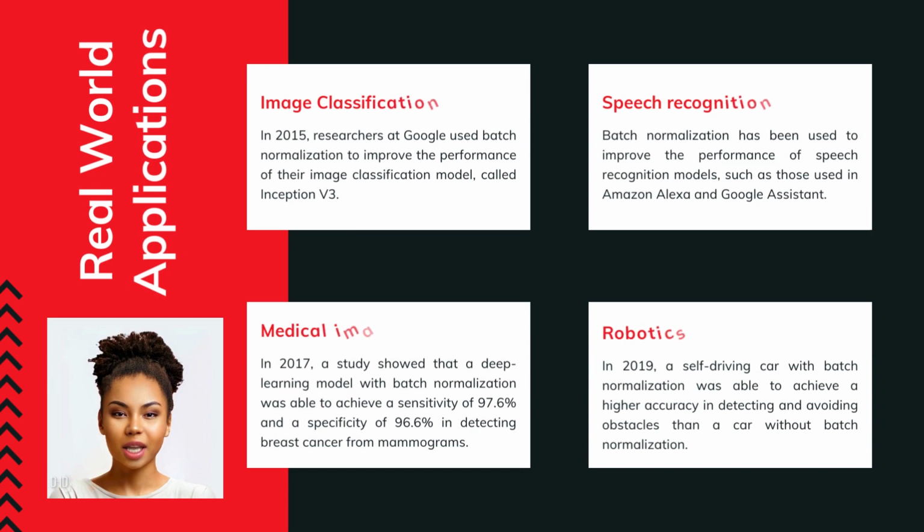Let's explore real-world applications. Google researchers leveraged batch normalization in 2015 to enhance their image classification model, Inception v3. Batch normalization improved speech recognition models in Amazon Alexa and Google Assistant. In 2017, a study showcased a deep learning model with batch normalization achieving 97.6% sensitivity and 96.6% specificity in detecting breast cancer from mammograms. In 2019, a self-driving car integrated with batch normalization exhibited superior obstacle detection and avoidance accuracy compared to a car without batch normalization.